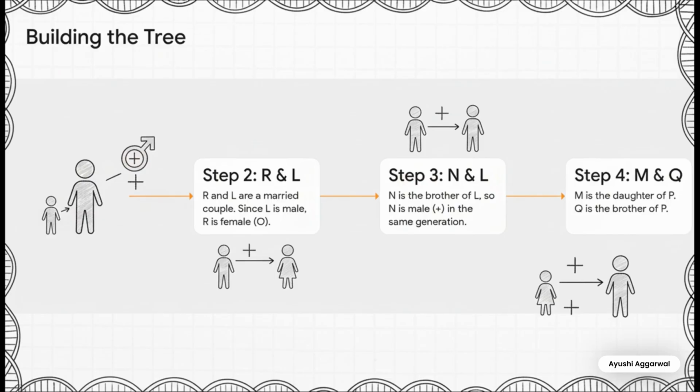Then it says N is the brother of L. So N is in the same generation as L, and N is a male. Now, M is the daughter of P. So we draw a line down from P to M, and we know M is a female. And finally, Q is the brother of P. This means P and Q are siblings, and Q is a male. There you go. Piece by piece, the whole family picture comes together.